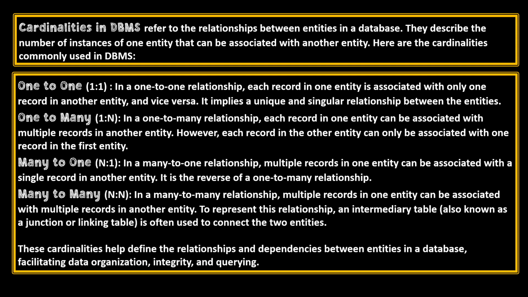1-to-many, 1:n. In a 1-to-many relationship, each record in one entity can be associated with multiple records in another entity. However, each record in the other entity can only be associated with one record in the first entity.